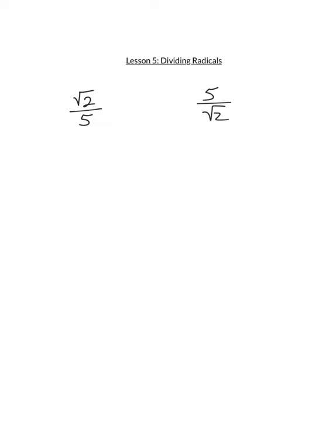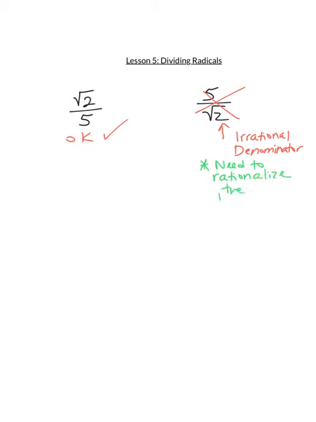So the rule is it's okay to have a radical in the numerator. That would be considered totally simplified. However, it is not okay to have a radical in the denominator. Your denominator is irrational, and it's not all right to divide by an irrational denominator. So what you need to do is rationalize the denominator.